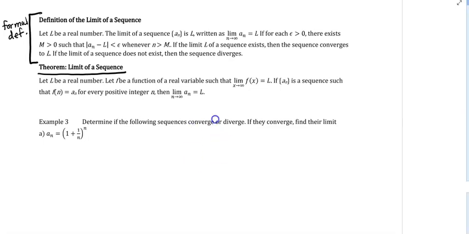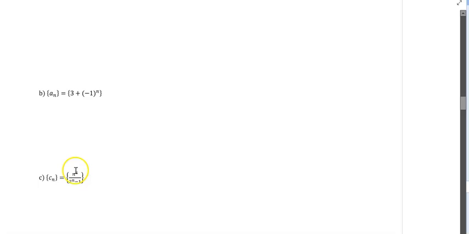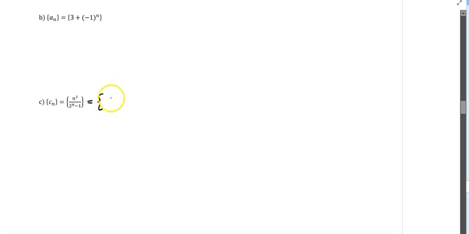So let's start with example 3c. If I just start thinking about the values of this sequence, I'll start by plugging in n is equal to 1, and when n is equal to 2, and so on and so forth. So I have a few of the terms of that sequence listed out. What we're interested in is, as we continue to list out these numbers, do they eventually approach a particular value? Does the sequence tend to converge to a certain value?